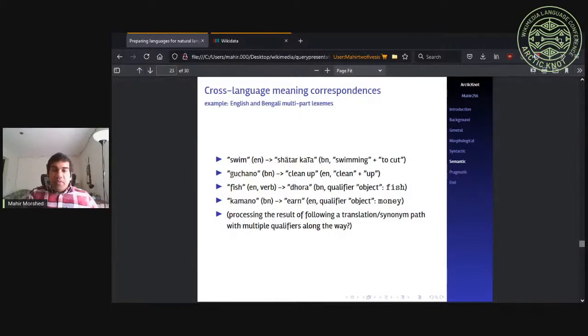Similarly for the Bengali verb guchano, which can be mapped to the English idiomatic phrase clean up, or idiomatic, but essentially it's more than just clean plus up.